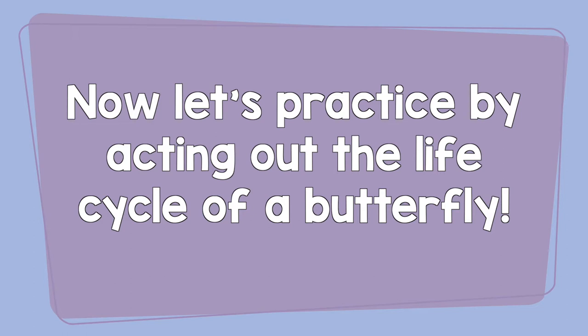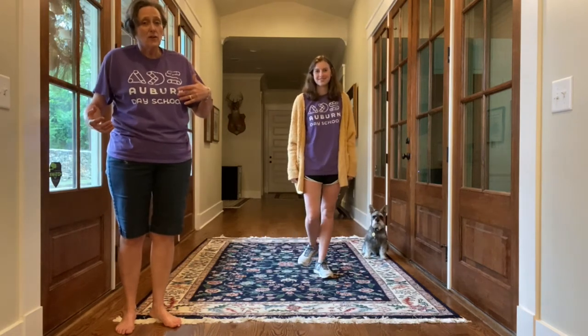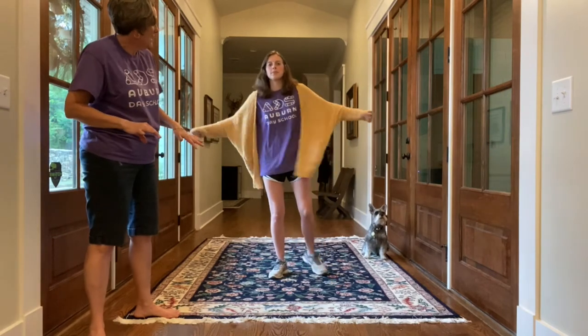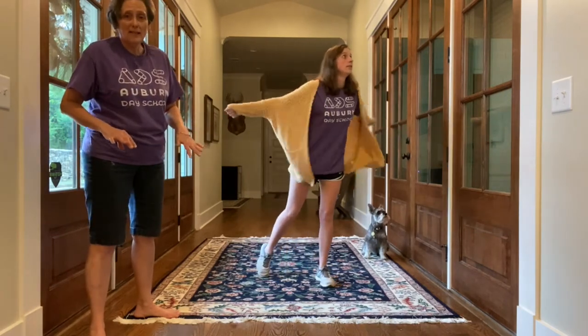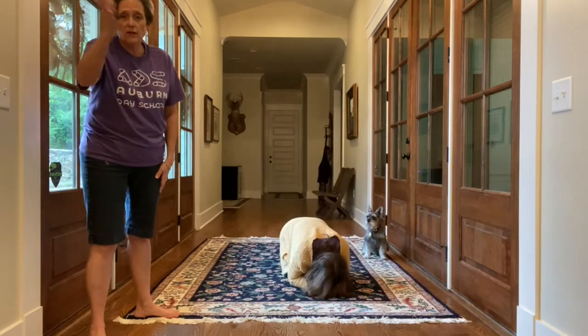Now let's practice by acting out the life cycle of a butterfly. Hi friends, welcome back. Katie and I are going to act out the life cycle of a butterfly, and we want you to help. All right. First of all, there was a butterfly floating around, and it saw a leaf and thought, whoa, I'm going to lay an egg on that leaf. So the butterfly lays an egg on the leaf, and the butterfly goes away.